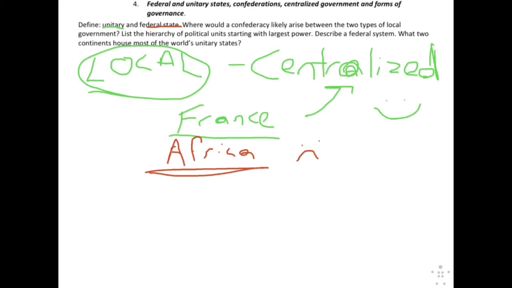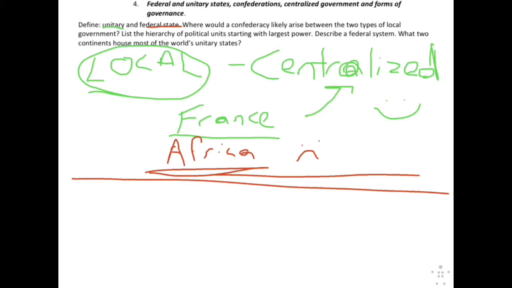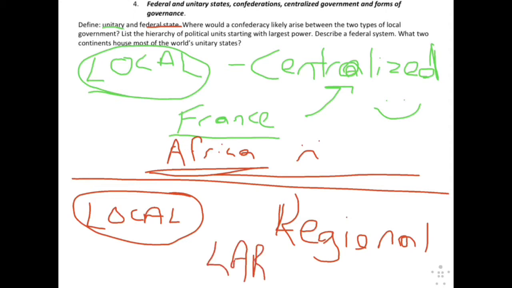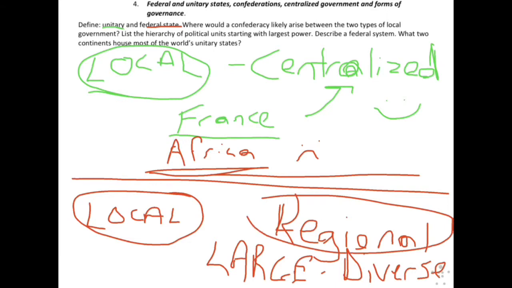The next is looking at federal state, and I wrote Africa in red. Disregard that. Federal state is also looking at a local type of government, but a federal state gives power to local regional governments. This works best in large nations, also works best in diverse nations, because each of these ethnicities can be represented with your regional type of government.